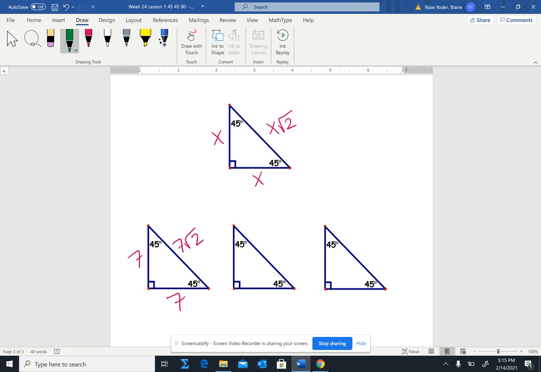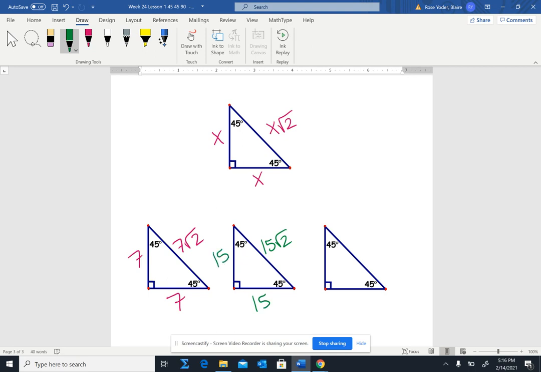All right, let me switch colors. Let's do another example. What if the hypotenuse was 15 root 2? Pause for a second and figure out what the legs would be. Well, if the hypotenuse is 15 root 2, we can just divide out that root 2 and the two legs would be 15 and 15.